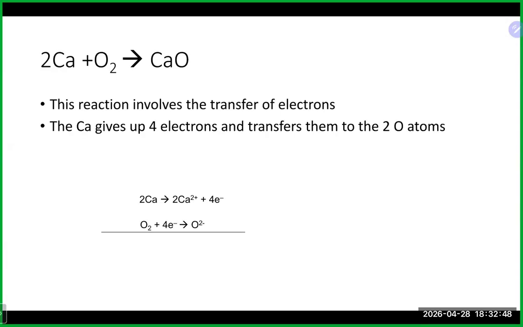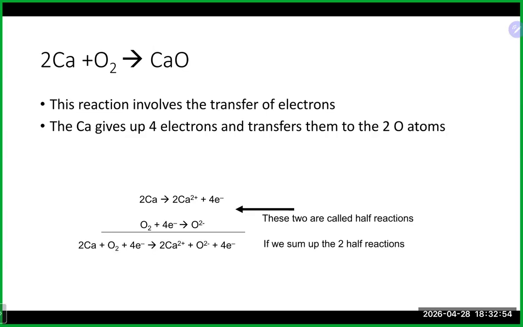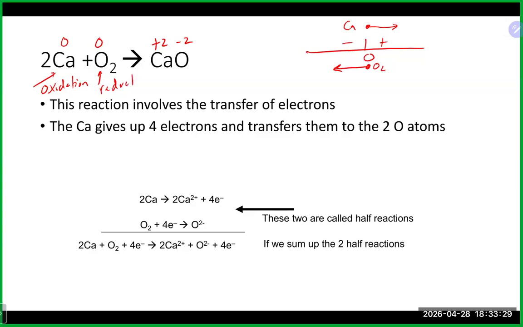Now, here we could also look at an example of this. And again, if we look, we have calcium, which is naturally how it comes, oxidation state of 0, oxygen is 0. Once again, when we make this ionic compound, the calcium is going to end up at +2 and oxygen is going to end up at -2. As we would expect, our calcium starts at 0, ends at +2, becoming more positive, so it is being oxidized. Our oxygen, once again, starts at 0 and ends at -2, becoming more negative, so it is going through reduction in this case.